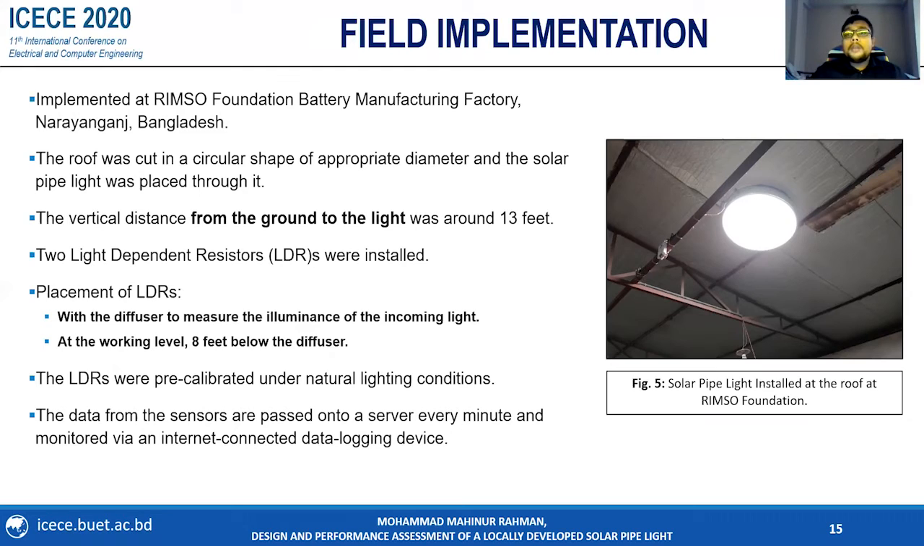For measurement of the performance of the solar pipe light, we used LDRs at two different levels: the diffuser surface level and the working level. The working level is 8 feet below the diffuser surface level. The LDRs were connected to market-available data logging devices, which are connected to the internet for remote monitoring.